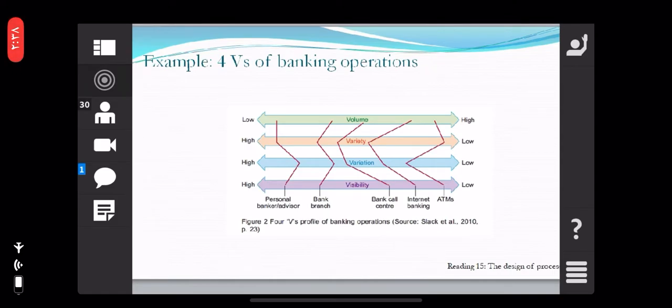Here we have, for example, banking operations. There are many operations in banking. For example, if you want to use an ATM machine, right? The process of the ATM machine is low visibility. Invisible when the process is low. You don't have to see it anyway. The variation is slanted to the low. The variety is low, okay? The volume of money you need from the ATM is kind of high sometimes. That's why the operation sometimes fluctuates, okay?